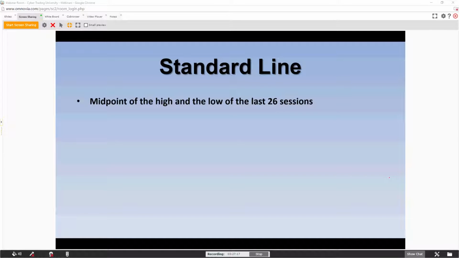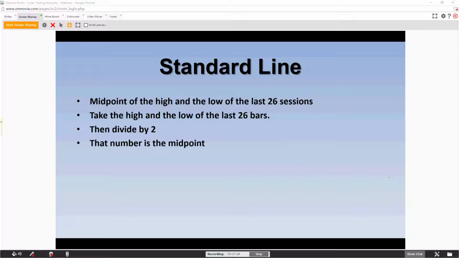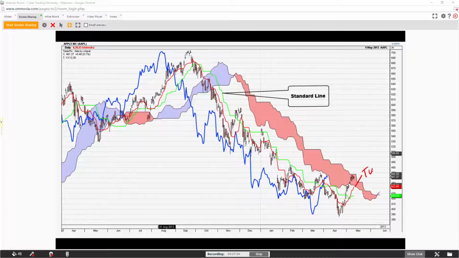All right, standard line, midpoint of the high and the low of the last 26 sessions. You're going to take the high and the low of the last 26 sessions and divide that by 2. That number is going to be your midpoint, and that's what you're looking for. So this is the turning line, TURN. This is the standard line, the STD. It's the one that's the second closest to the price action.